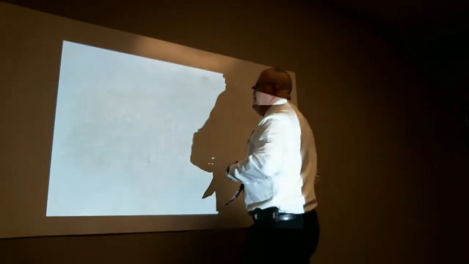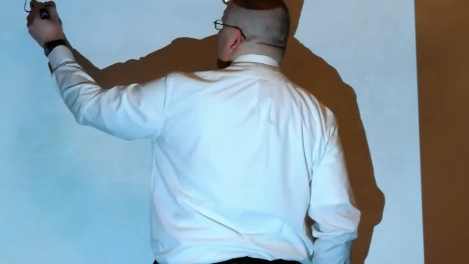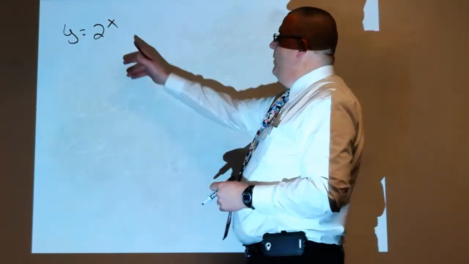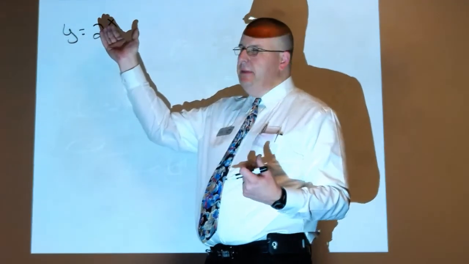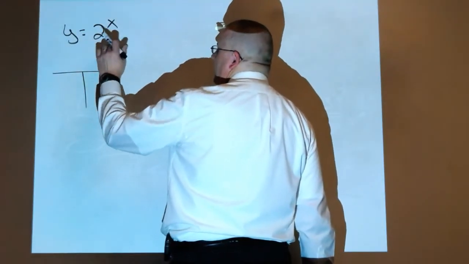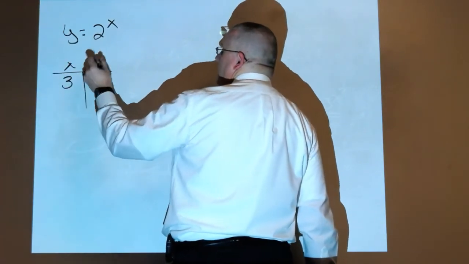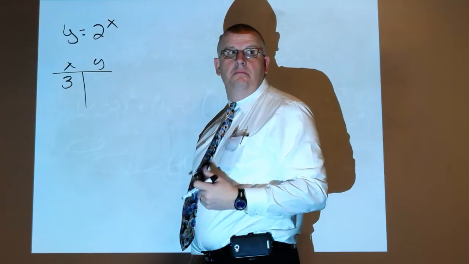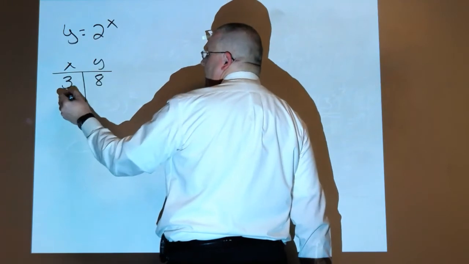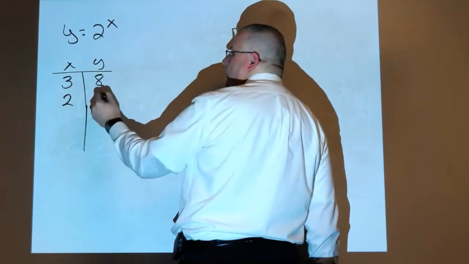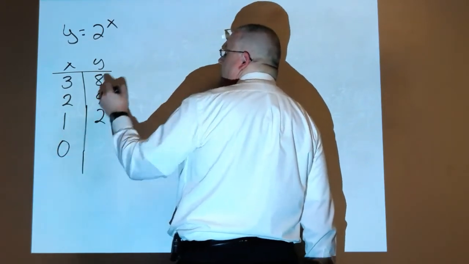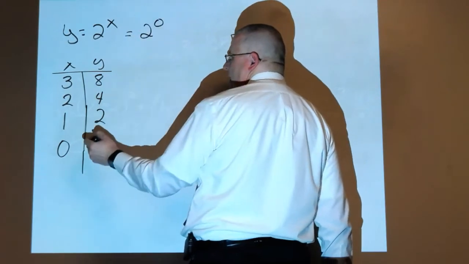First of all, if I had a function y equals 2 raised to the x, this is called an exponential function, right? In the exponent position, we have an x. That's my variable. So if I made a table of values, if I put a 3 in for x, 2 to the third is 2 times 2 times 2, which is 8. Then if I input a 2, 2 squared would be 4. If I put a 1, I get a 2 out. If I input a 0, 2 to the 0 gives me a 1 out.